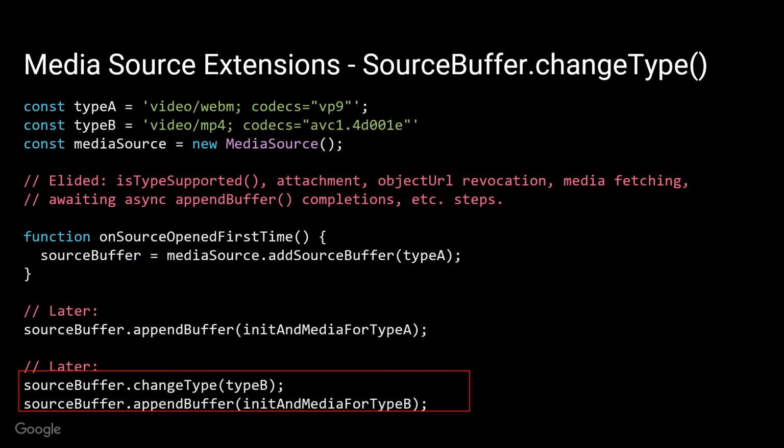Here is an example of how to use the source buffer change type API. Suppose you want to buffer two different kinds of video in the same source buffer, such that if there is no buffered range gap between them, they play seamlessly from one to the other.